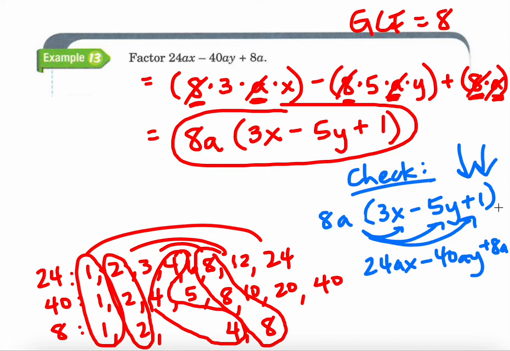The 8a has something to multiply by. If it was just 0, then anything times 0 would disappear and become 0. So it's very important that I have a value here of 1 so that that 8a can multiply by a number and appear as an 8a at the end. Now, is our original problem 24ax minus 40ay plus 8a? Yes, these two are the same, so it checks out.